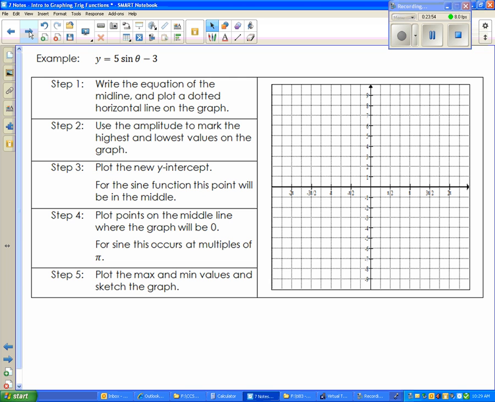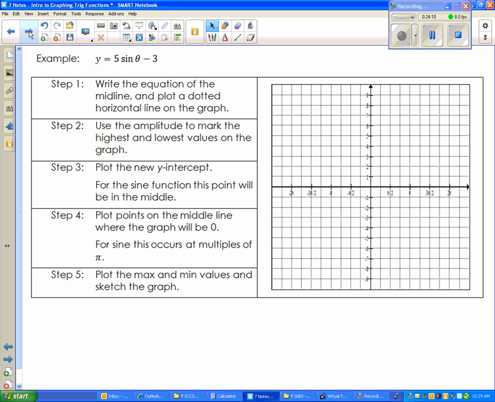All right, so the next couple of examples actually walk you through the process of graphing, and so I'm going to do a couple with you, and then in class what I'd like you to do is work together on the rest of the problems in classwork. So the first example is a sine function. You're given that y is equal to 5 times the sine of theta minus 3.